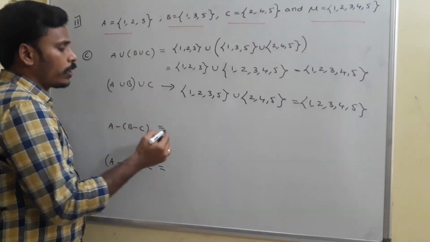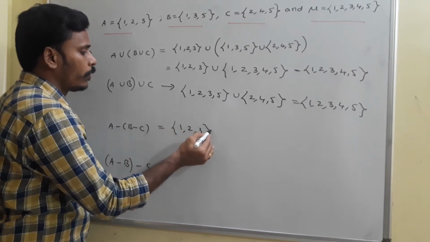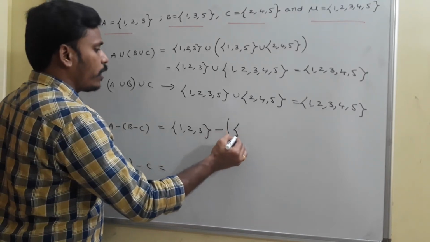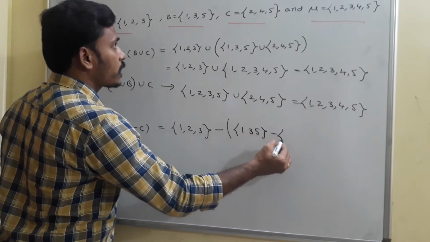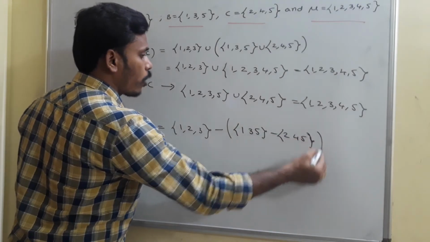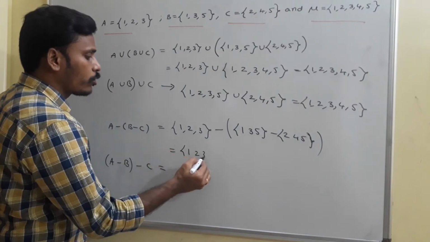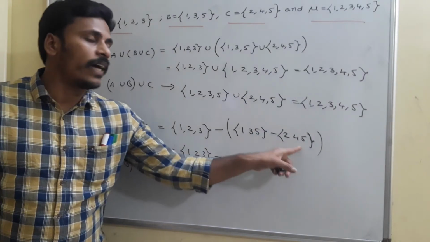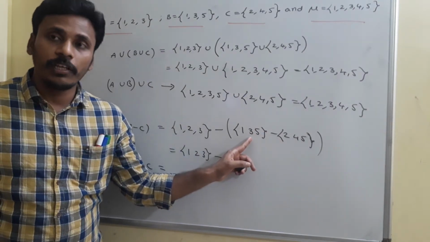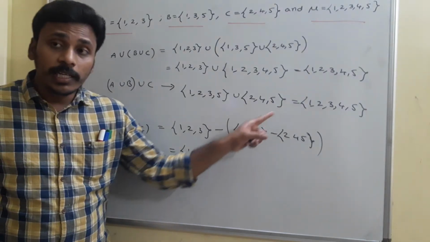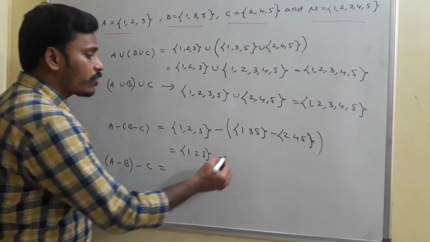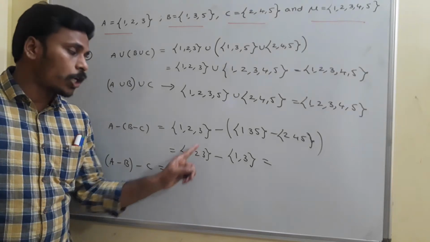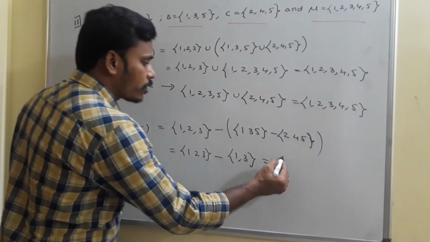And here, A minus of B minus C. So A means what? The set containing 1, 2, 3 minus B minus C. B minus C means, I wrote here, B is 1, 3, 5 minus C, which is 2, 4, 5. And this is equal to 1, 2, 3 minus, and here first of all, elements in this set but not in that set. Elements in this set which are not in that set are 1, 3. But if you look at 5, it is there in the second set also. Don't take that 5. You just take only this 1, 3. And 1, 2, 3 minus 1, 3 is elements in this set but not in that set, and clearly it is 2. So this is equal to 2.